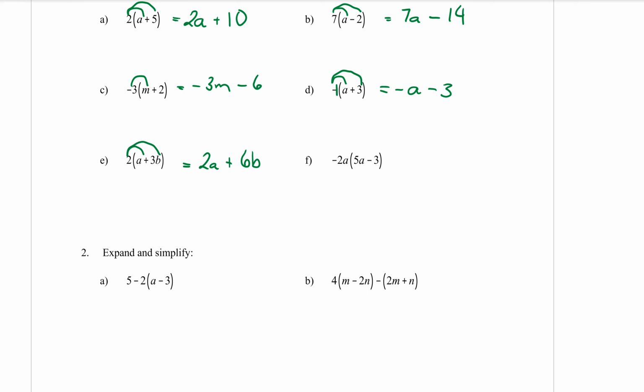F, putting another minus sign in there again. Minus 2A times 5A. First of all, times the numbers. What is minus 2 times 5? Minus 10, very good. What about the A's? A times A is? Very good, Zali, well done. A squared.